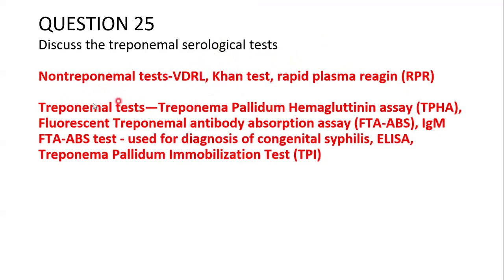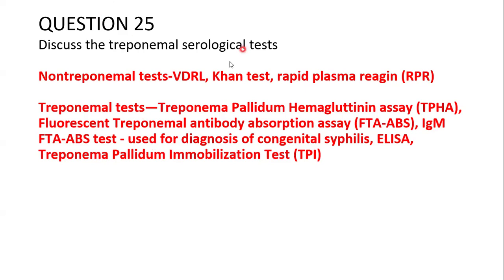And then treponemal, these are now the specific ones. We have treponema pallidum hemagglutinin assay, TPHA, fluorescent treponemal antibody absorption assay, IgM FTA-ABS test, used for diagnosis of congenital syphilis. We have ELISA, and then treponema pallidum immobilization test. Those are the treponemal tests, very specific for treponema. I saw many of you were writing dark field microscopy. Dark field microscopy is not a serological test. It is a direct testing method.